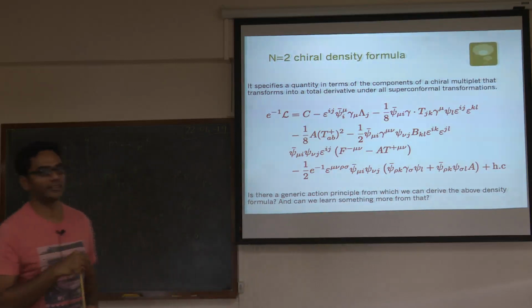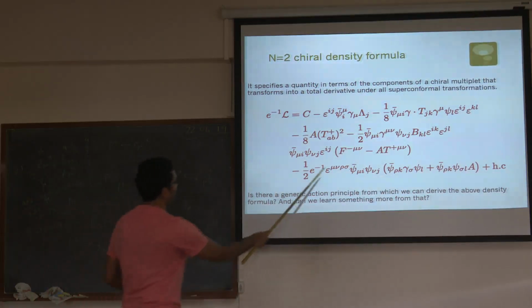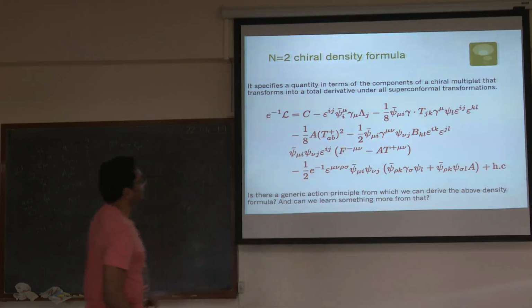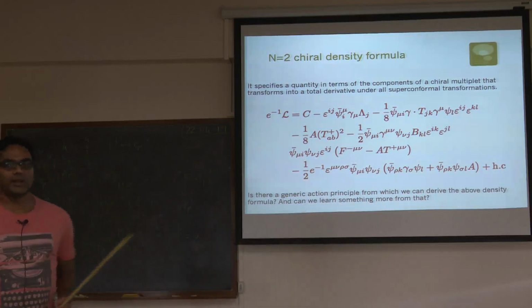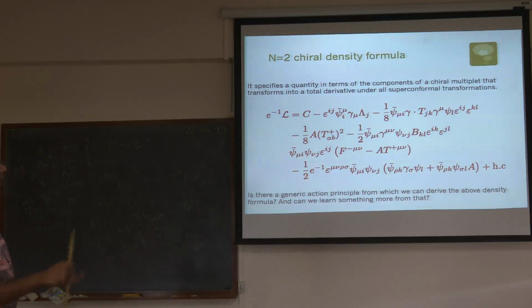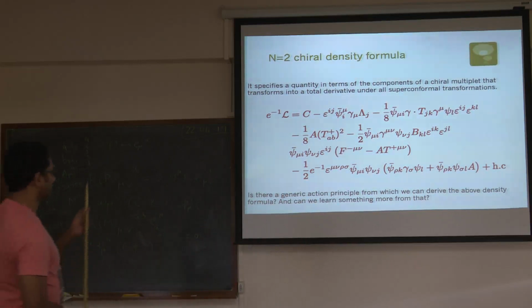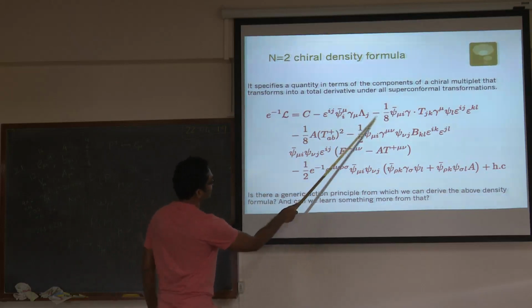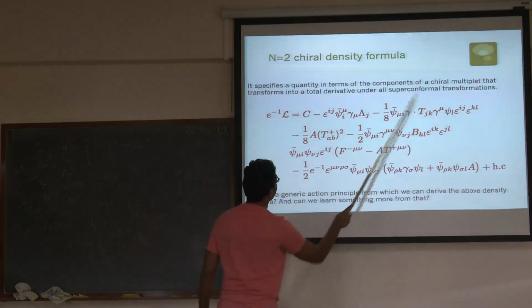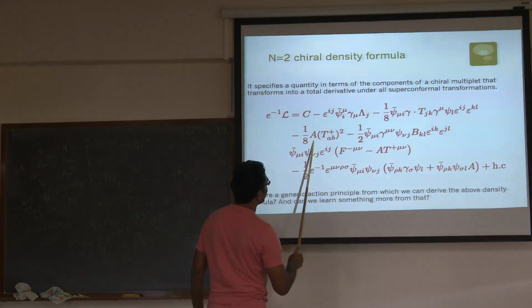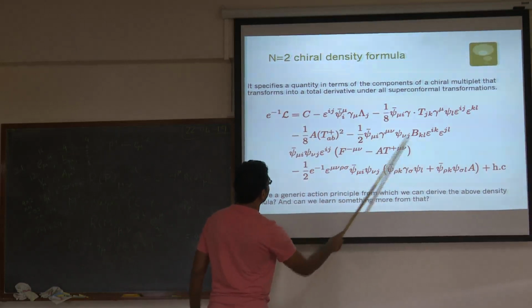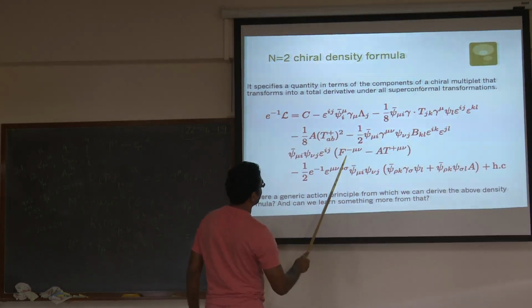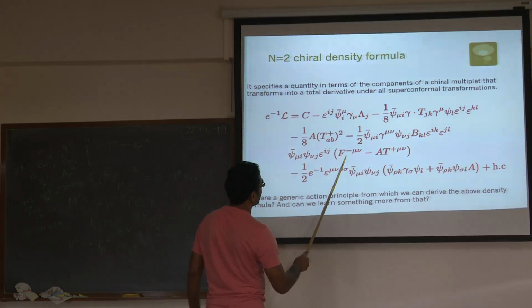So, all the SU(2) indices should get contracted. So, there is an epsilon_ij, epsilon_kl that I missed here. Apart from that, this is the chiral density formula, okay. And how does one, so here these things, this C, lambda_j, psi_I, a, b_Ij and F minus mu nu, okay.